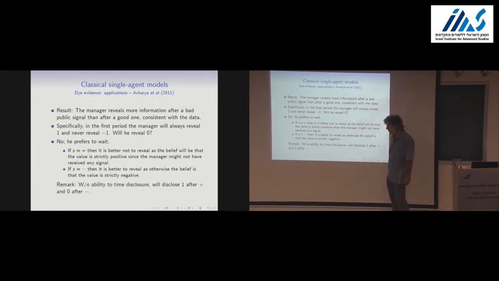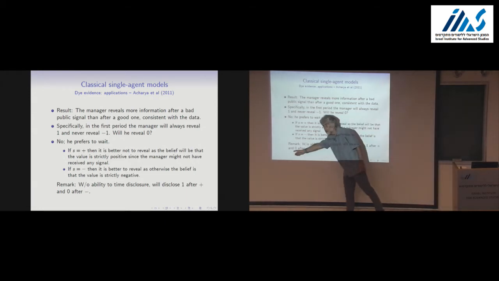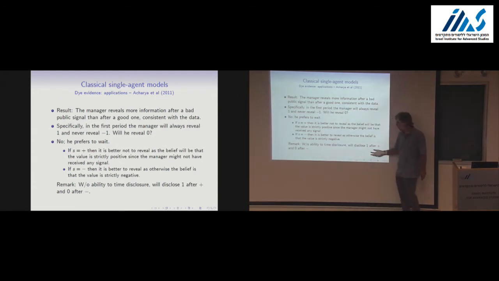Okay? If instead we didn't have any ability to time the disclosure, and there wasn't this ability to reveal something in the first period, and the disclosure had to be after the public signal, then what would we see? We would see that there'd be a disclosure of a 1 after a plus, and a 0 after a minus. So we'll see both after a plus and after a minus, public disclosure. So we won't have this phenomenon of more disclosure after bad news, which occurs when there's strategic revelation of information, but not when there's enforced or non-strategic revelation of information.